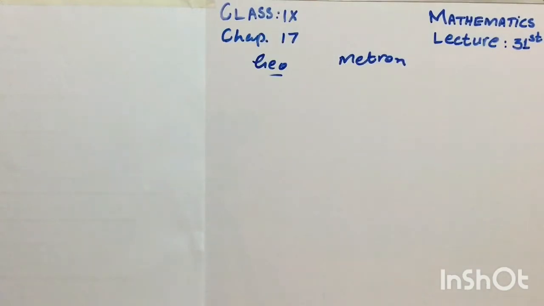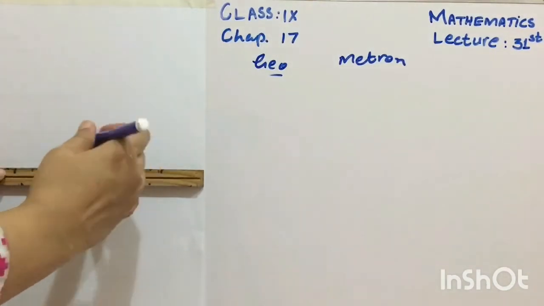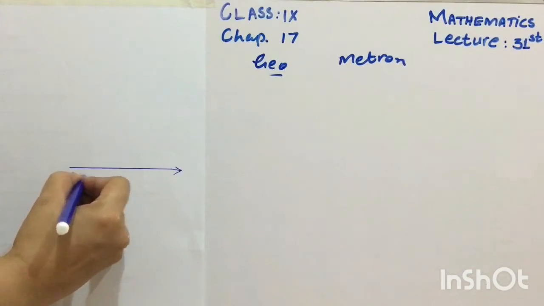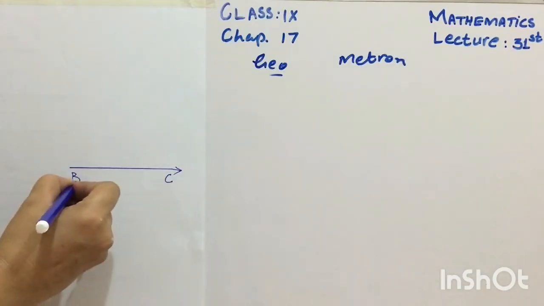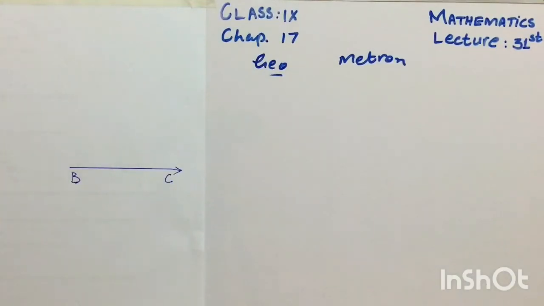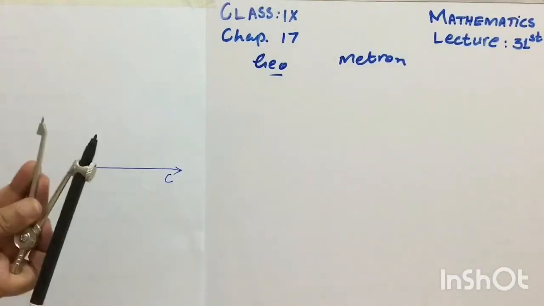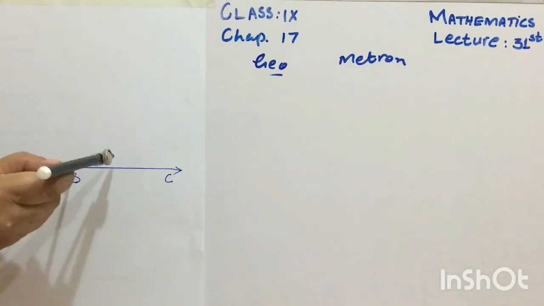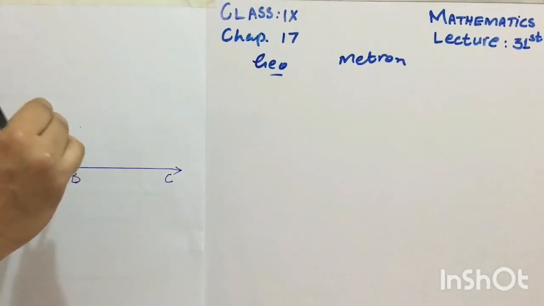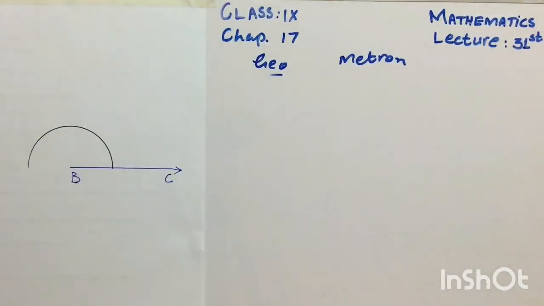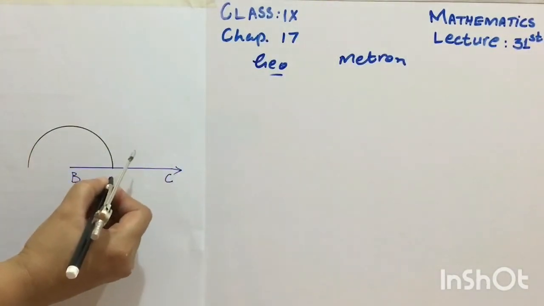First of all, take any ray, say BC with end point B. Now take a compass, adjust it and then take any width, any size of width, and place the needle of the compass on point B and draw a semicircle which meets the ray BC, which is an initial arm of the angle, at point D.